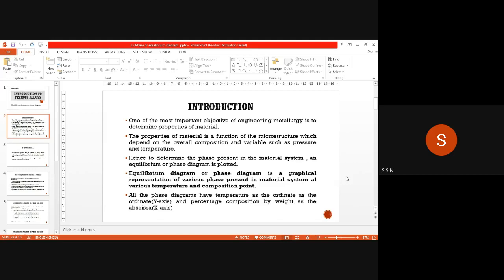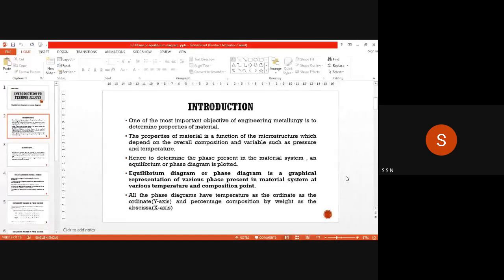So that graphical representation will be called an equilibrium diagram or phase diagram. So what is the definition? Equilibrium diagram is a graphical representation of various phases present in the material system at various temperature and composition.